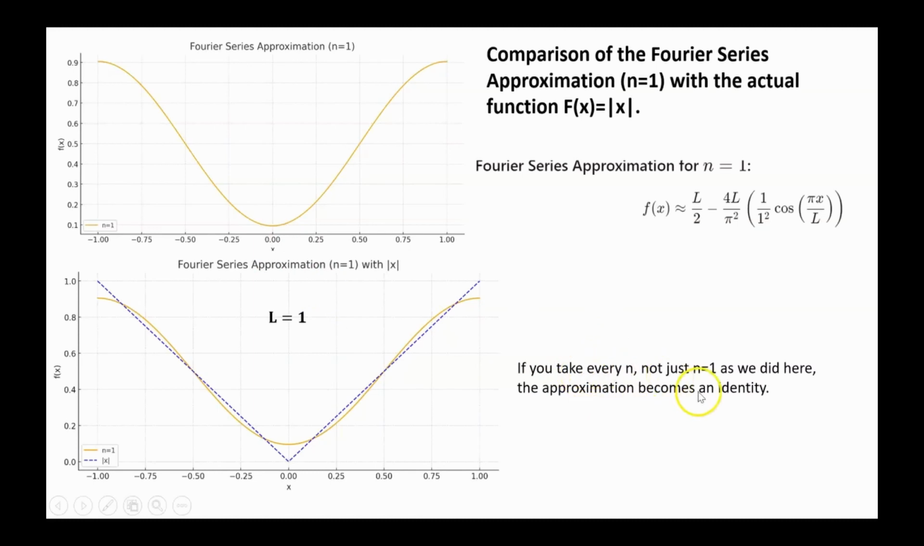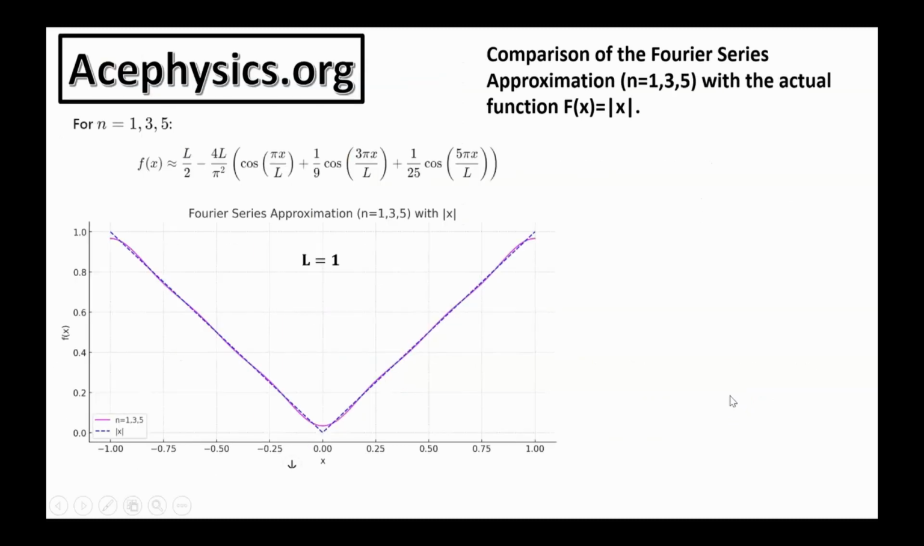If you take every n, not just n equals 1 as we did here, the approximation becomes an identity. And here I'm just taking some more terms. So here I have the 0 term, the 1 term, the 3 term, and the 5 term. And as you can see, when you add in more terms, the approximation becomes more and more like the function, and eventually it's no longer an approximation, it's an identity if I took infinitely many terms.